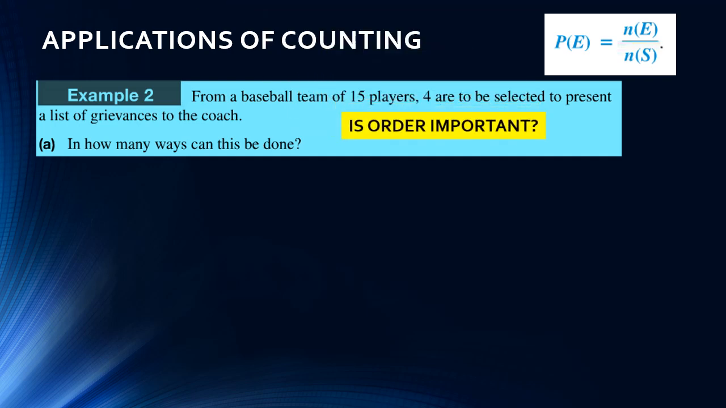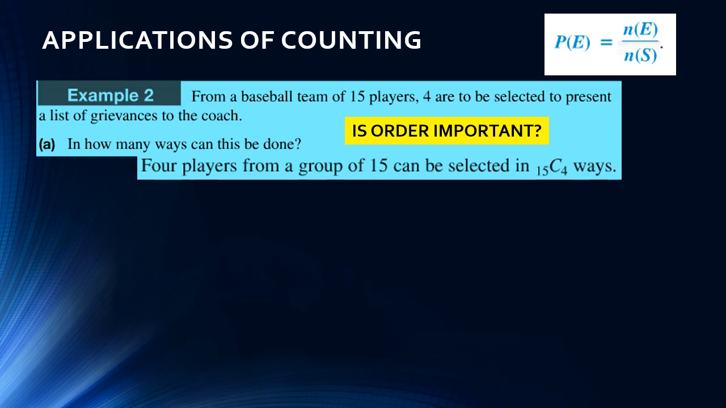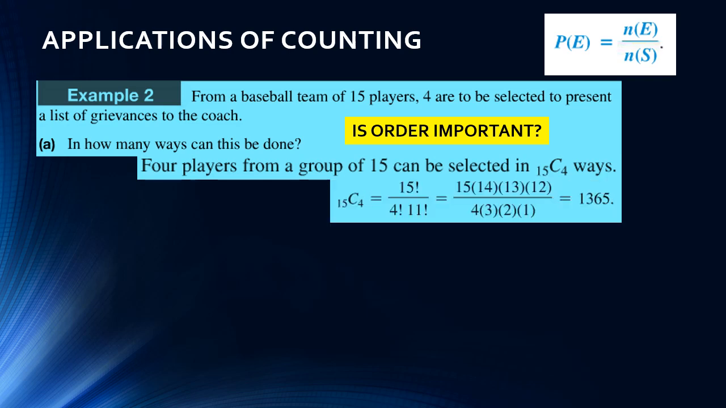Again, the first thing we're going to ask is, is order important? If I rearrange the order of people, does that make a different committee that's going to present grievances to the coach? Of course not. Think about the people in the office when they're speaking to the coach. If I put them in different seats in a different order, it's not a different 4 people. So this is a combination problem because order does not matter. It's the same people. So this is straightforward. We've got 15 people, we're taking 4 at a time, so this is just the combination of 15, 4. And we get 1365.